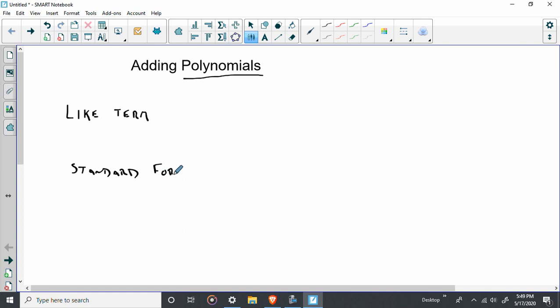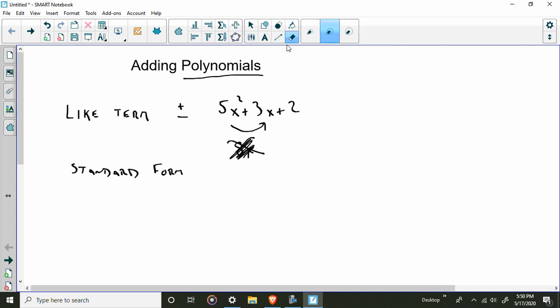We said terms are things that are separated by plus signs and minus signs, right? So if I said 5x squared plus 3x plus 2, there are 3 terms there. Before I get ahead of myself, you are not allowed to add any of these together. Even though there's a plus sign here and a plus sign here, you cannot add these together. I can't say that this is 8x. No, that's absolutely not. These are not what we call like terms.